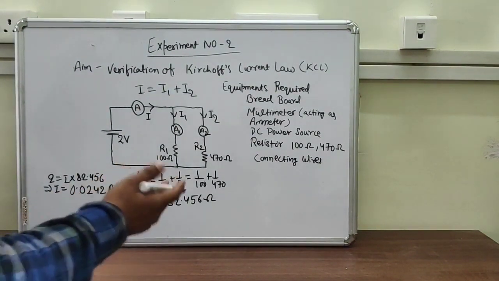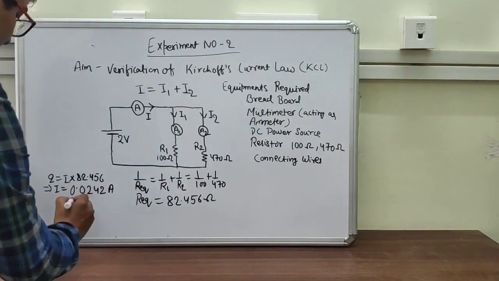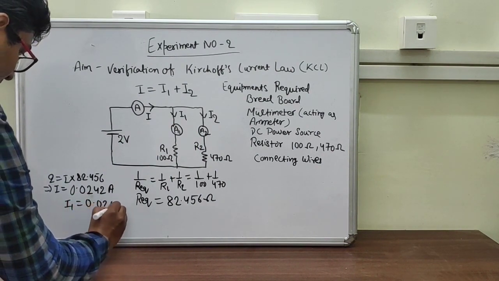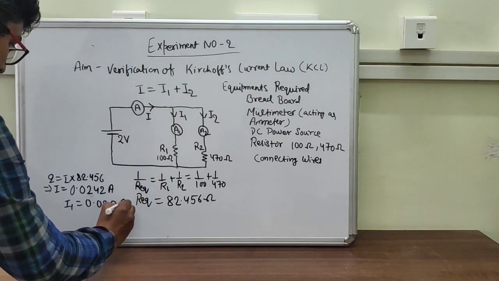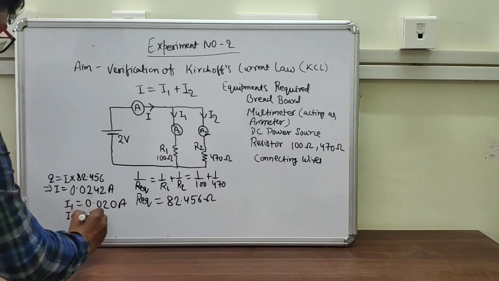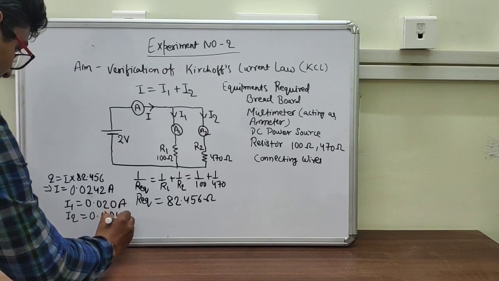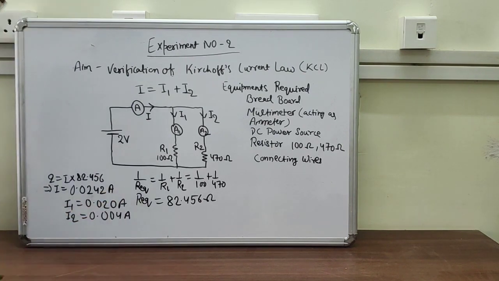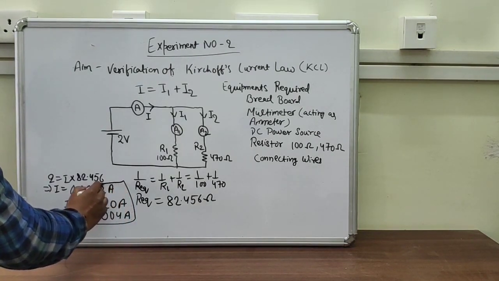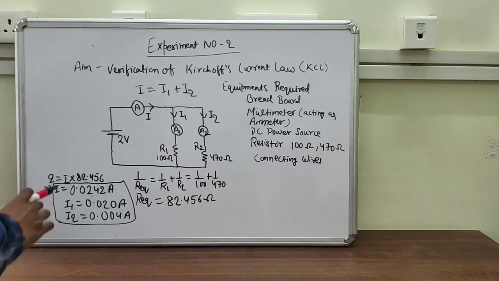So by the help of current division rule, we could find out that this I1 is equal to 0.020 ampere approximately, and the value of this I2 would be around 0.04 ampere approximately. So the theoretical one is fine.